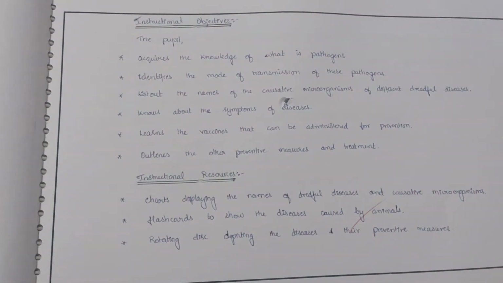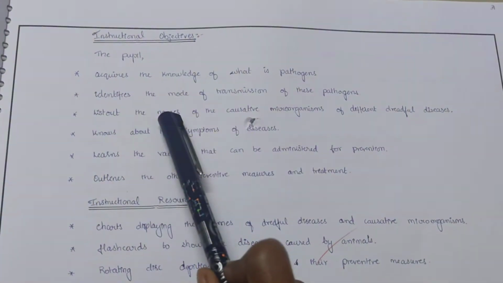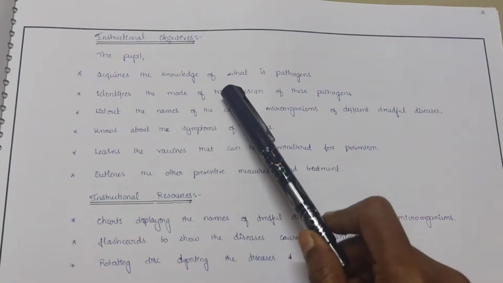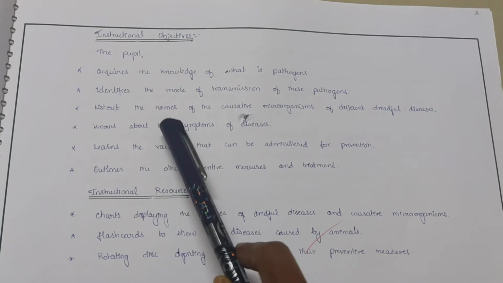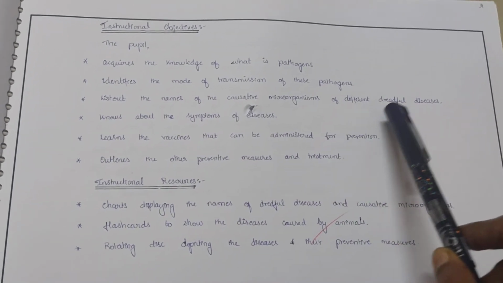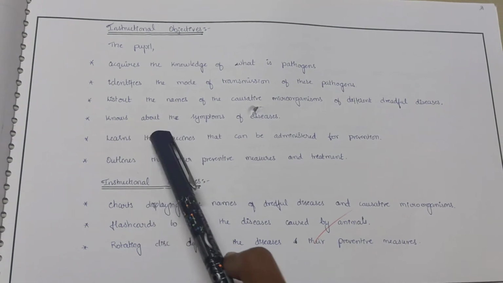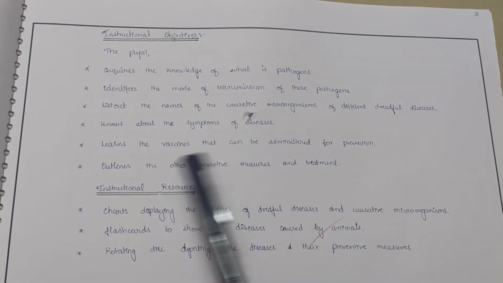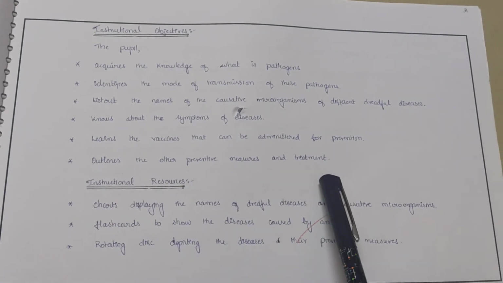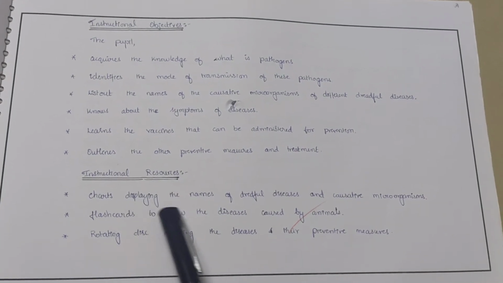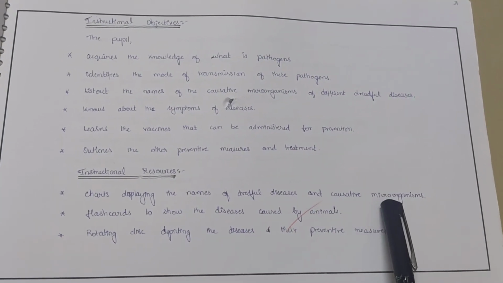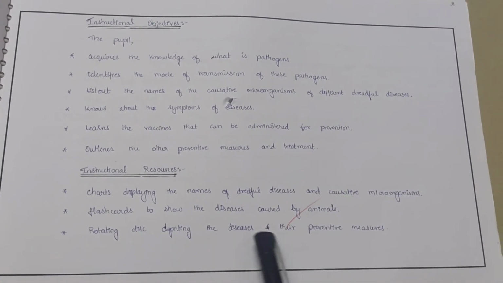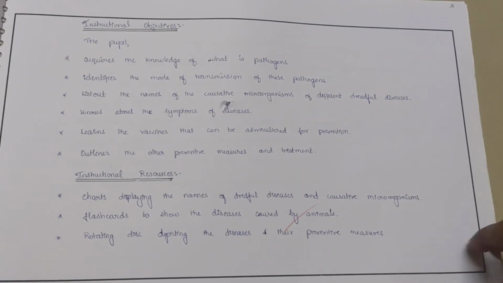Next is Instructional Objectives. The pupil acquires the knowledge of what is pathogens, identifies the mode of transmission of these pathogens, lists out the names of the causative microorganisms of different dreadful diseases, knows about the symptoms of diseases, learns the vaccines that can be administered for prevention, outlines the other preventive measures and treatment. Instructional resources: charts displaying the names of dreadful diseases and causative organisms, flashcards to show the diseases caused by animals, rotating disc depicting the diseases and their preventive measures.